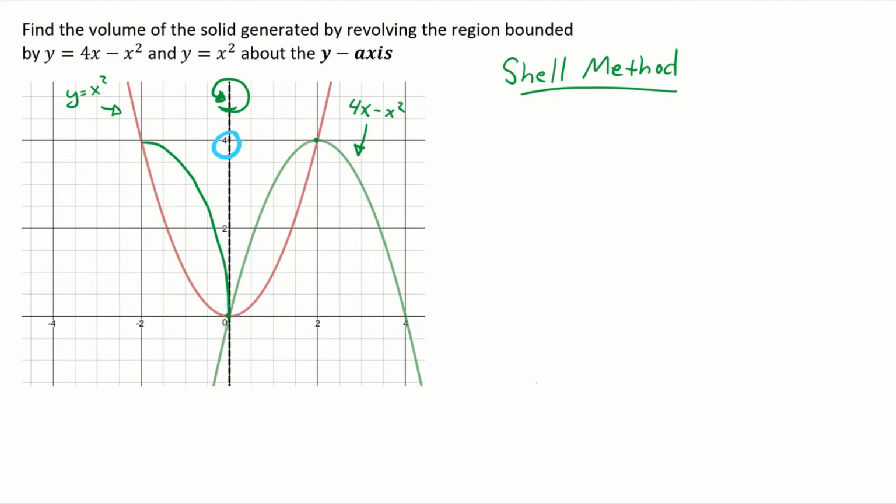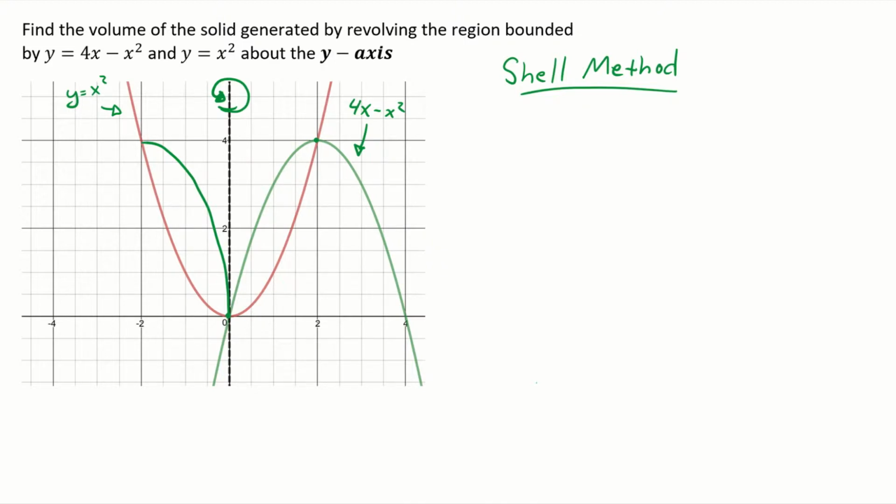That's a problem. I can do that all right for y equals x squared. That's just x equals the square root of y. But how am I going to do that for this? I can't really solve the function 4x minus x squared for x in terms of y. I'm going to run into issues with that. So thankfully we have this thing called the shell method.